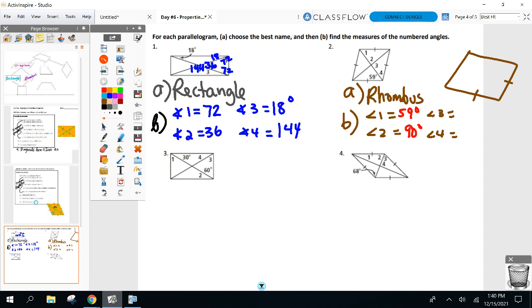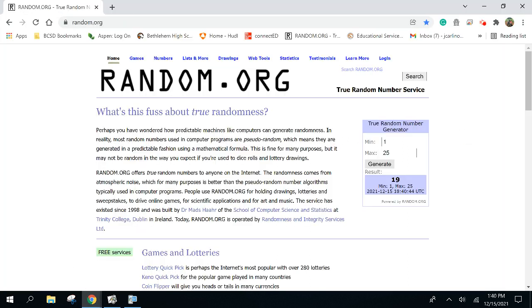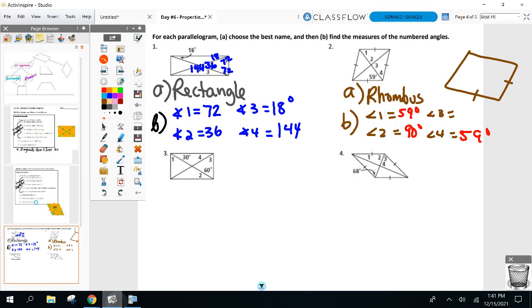Angle 1 is 59. Angle 4 is 59. Sorry. That's good. Diagonals bisect the angles. Good catch. And then how about little old angle 3 here? 24? Darn right it is. Diagonals are perpendicular.